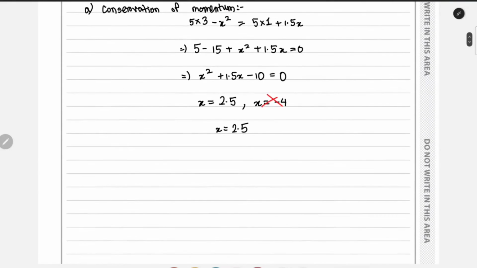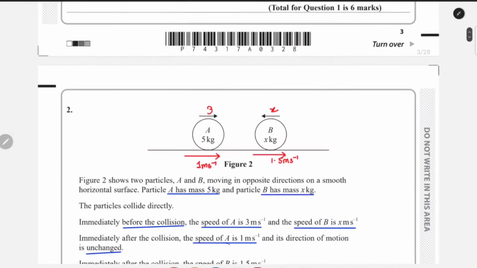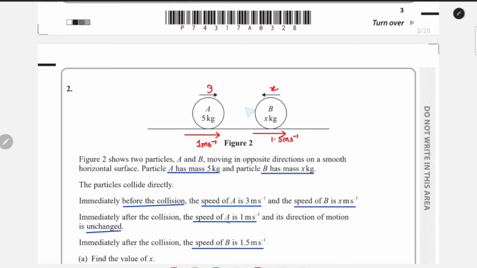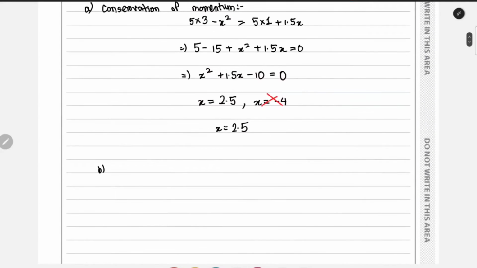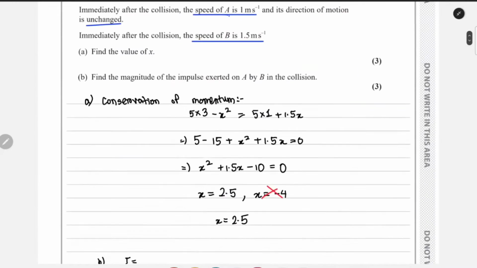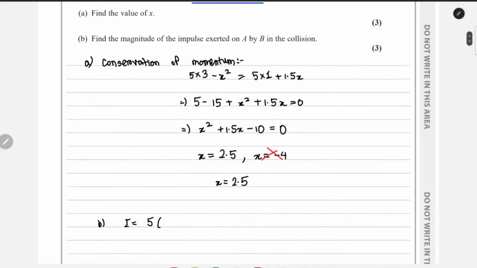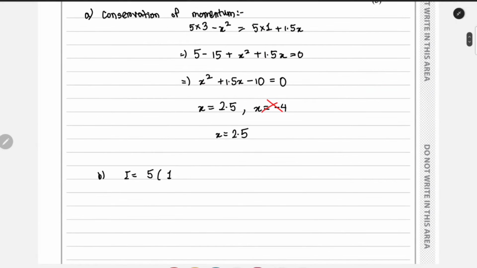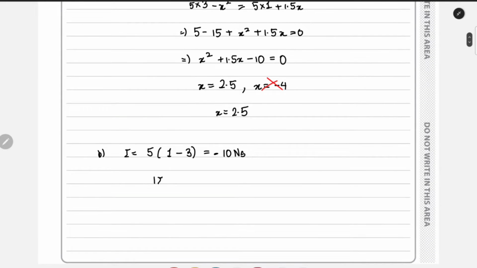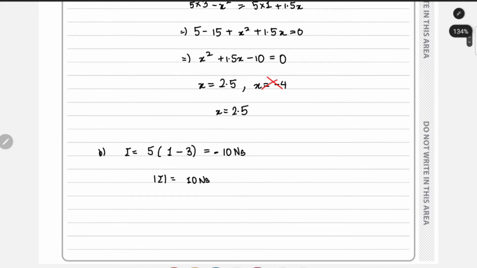Now we have to find the magnitude of the impulse. We can do it with either one of them, either particle A or particle B. I'll prefer particle A because we are given all the information from beforehand. In part B, if we made a mistake calculating x, we might lose further marks if we don't have marks for error carried forward. So the impulse would be its mass, its final velocity is 1 meter per second and its initial velocity was 3. So we'll get 10 newton seconds negative, and the magnitude will be 10 newton seconds. That's it for question 2.